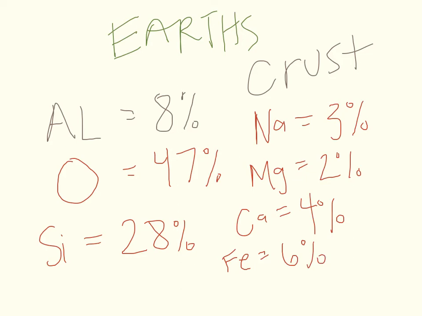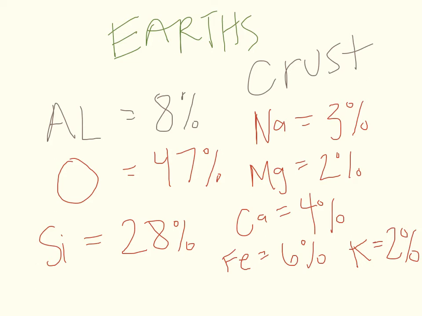For the other boxes, I want you to leave them blank because there isn't any of these other elements in the Earth's crust. So your column for Earth's crust should have aluminum, oxygen, silicon, sodium, magnesium, calcium, iron, and then finally potassium. Potassium is the last one. That is K, and there is about 2% of potassium in the Earth's crust. So you should have these percentages in your table.